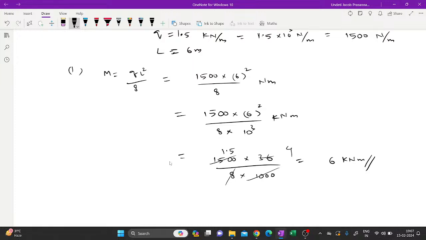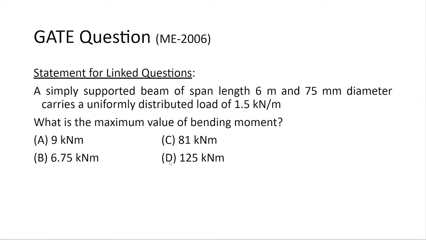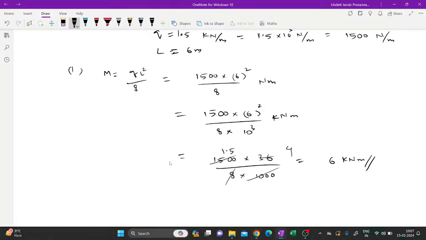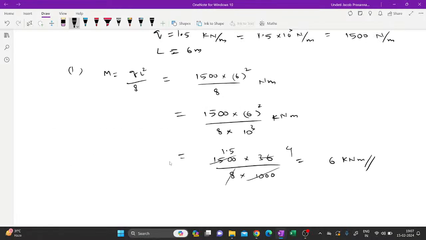Q is equal to 1500, L is equal to 6, L square is 36. 1.5 into 4 is coming out to be 6, but it is actually 6.75. QL square by 8 is the value of bending moment, so why is it not 6.75? Could you guys tell me what mistake I'm doing? Because some people already got the correct answer for this question.